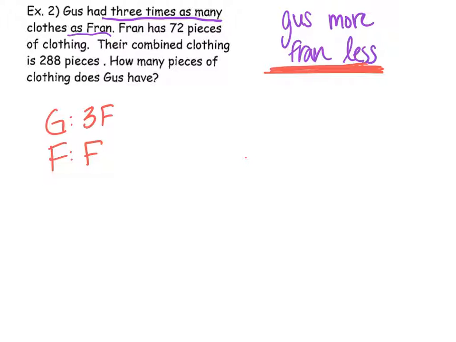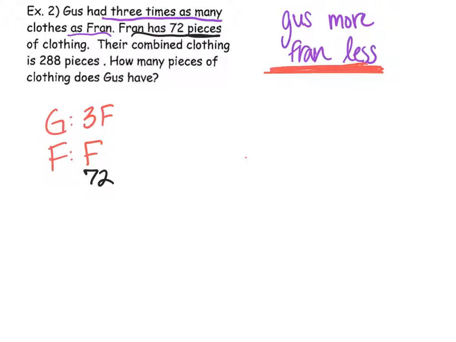Awesome. Okay, now, together they have 280 pieces. Oh, wait. Look at the math problem, guys. Fran has 72. We're told what Fran has. So for Fran, let's put in a 72. The sentence says exactly how many Fran has, so this won't be bad.